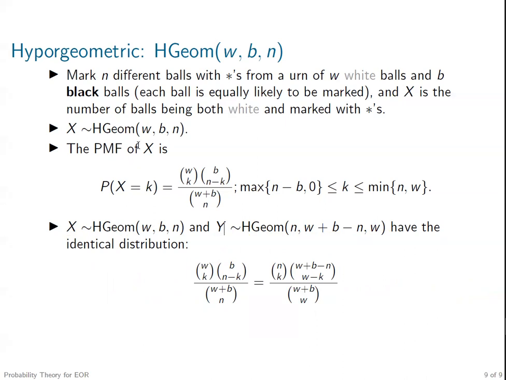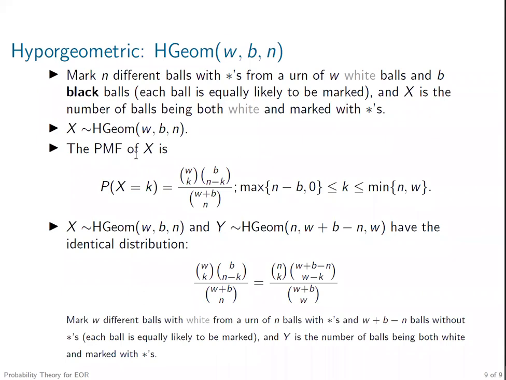Okay, the idea is, well, we can consider this as the background story for Y. So we're going to mark W different balls with the color white from an urn of N balls marked with stars and the rest of the balls with no stars. And each ball is equally likely to be marked with the color white. Okay? And let Y denote the number of balls being both white and marked with stars.